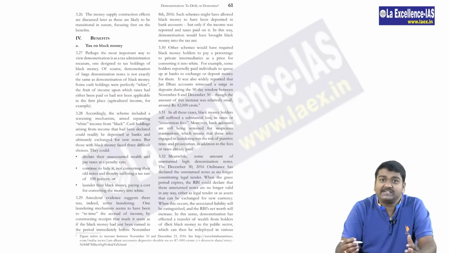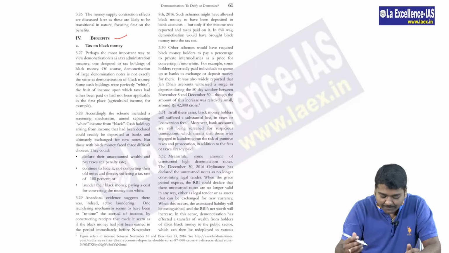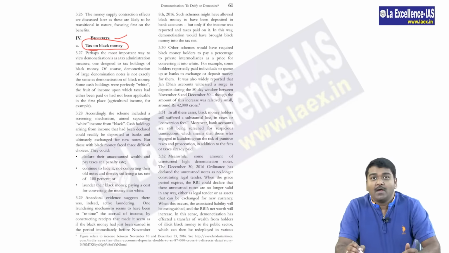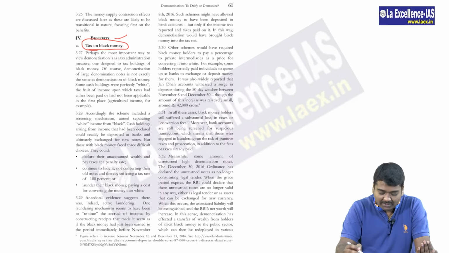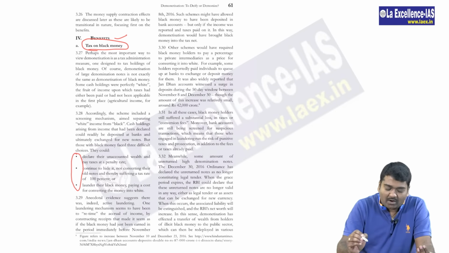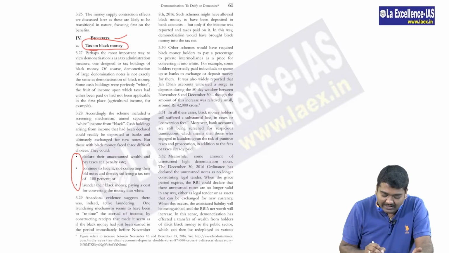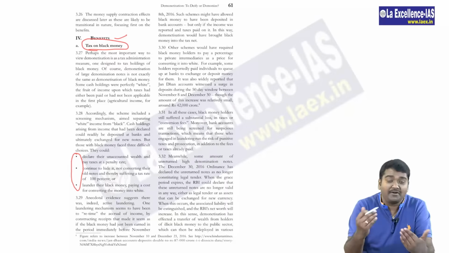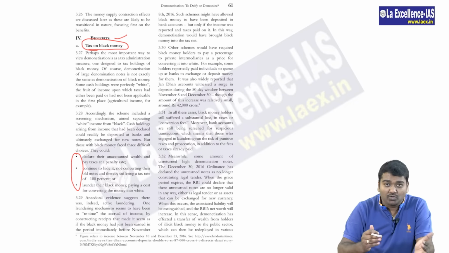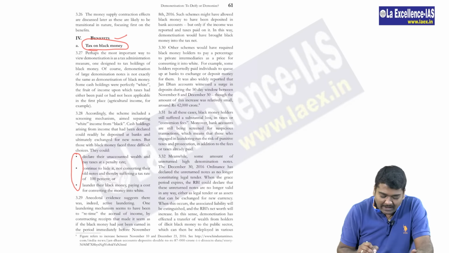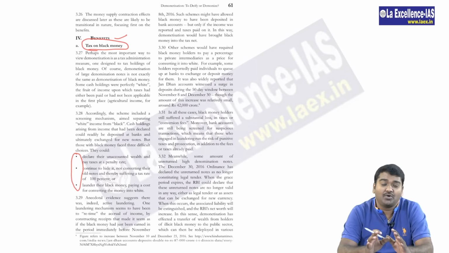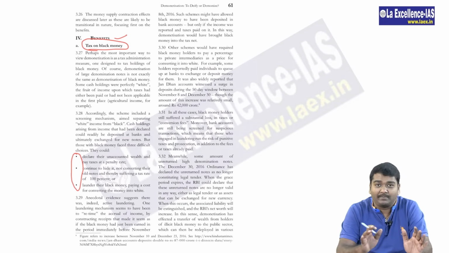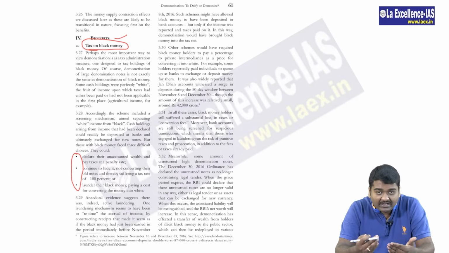So next, let's see some of the benefits. This is more important. One is tax on black money. As there is tax on black money, more money will be available for the government. So one option is to declare their unaccounted wealth and pay taxes at the penalty rate; continue to hide it, not converting their old notes, so that 100% will be with the government itself, they can print new notes and use it; or launder their black money, paying a cost for converting the money into white. So these are some of the problems which people will face if they are going for conversion of black money into white money. So these are the benefits that the state will be getting in terms of tax.